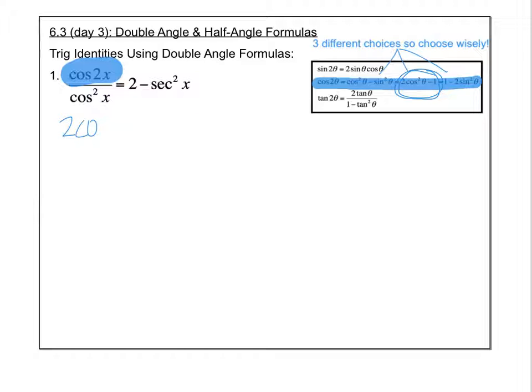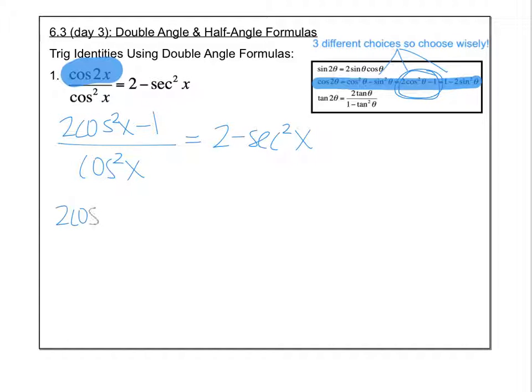So this is going to be 2 cosine squared x minus 1 over cosine squared x. And we're trying to get that to equal 2 minus secant squared x. Now when we look at that left side, we have one big fraction, which is one thing on the bottom. You can split that into two separate fractions as long as you divide both of them by that denominator. So that's our next step, to split apart the fraction. And then you should notice some things that happen here.